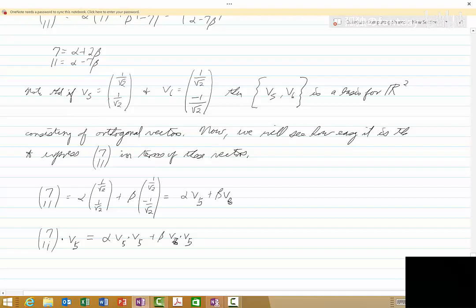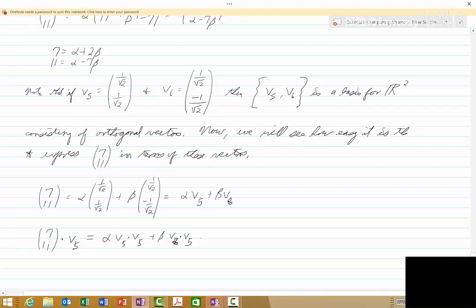Okay? Now, notice that, as we said, v5 and v6 are orthogonal to each other. In other words, if we take the dot product of v5 with v6, we get 0. And you can see that 1 over square root of 2 times 1 over square root of 2 is 1 half. 1 over square root of 2 times minus 1 over square root of 2 is minus 1 half. 1 half minus 1 half is 0.